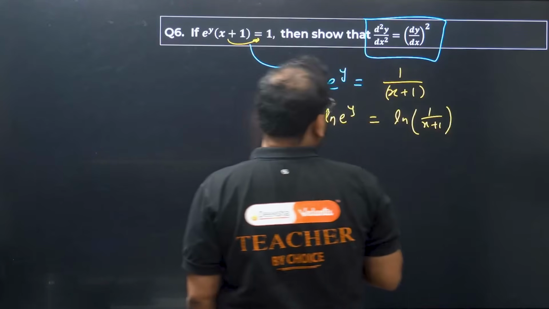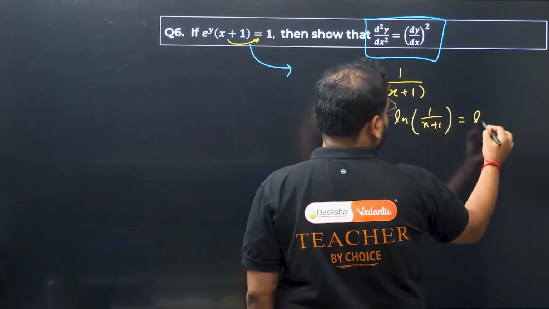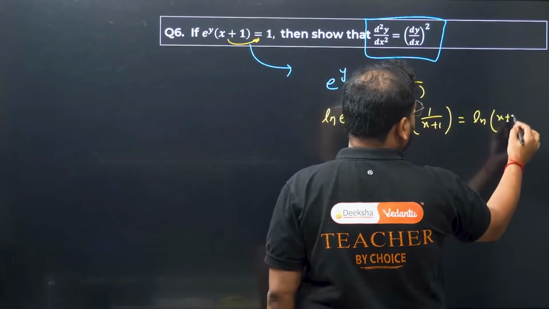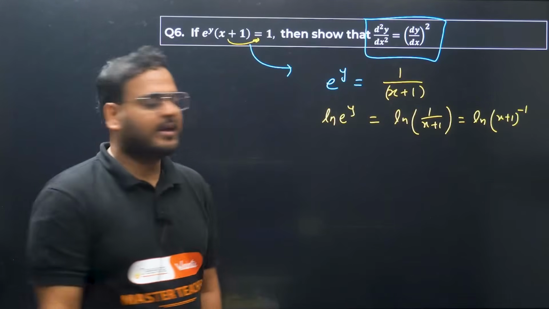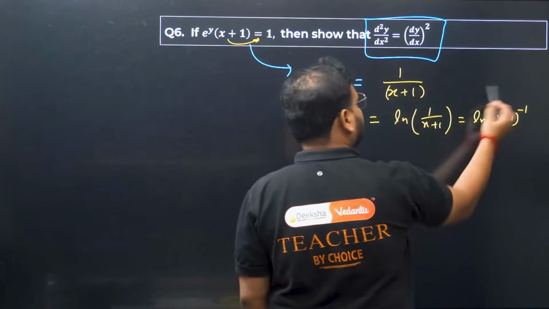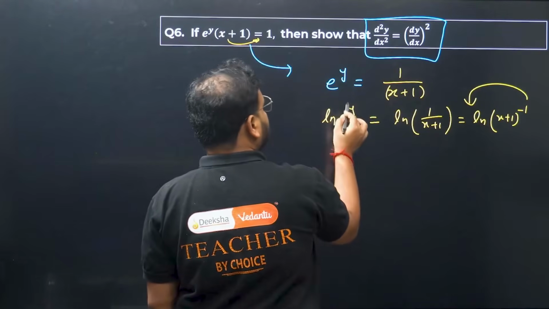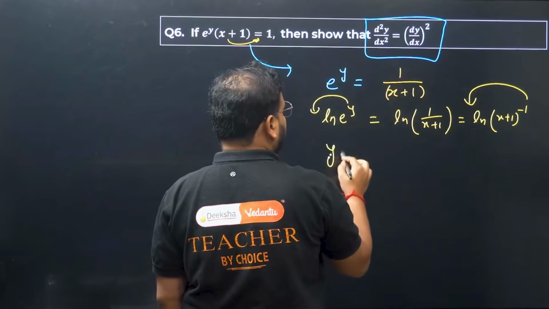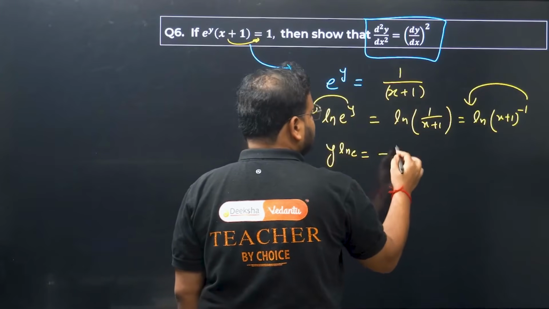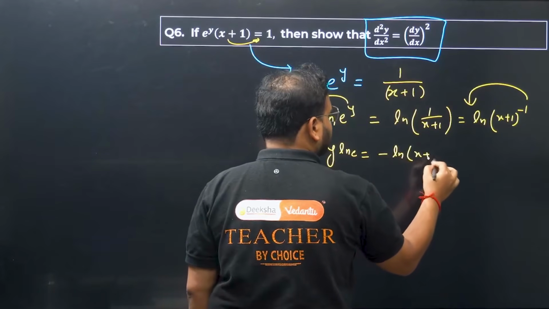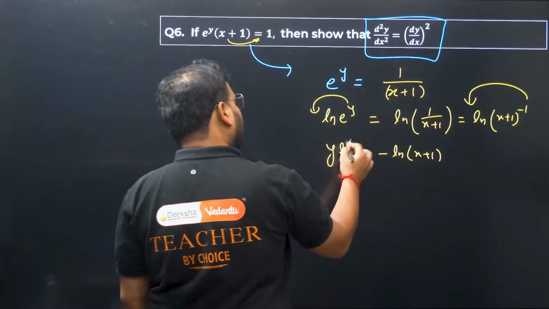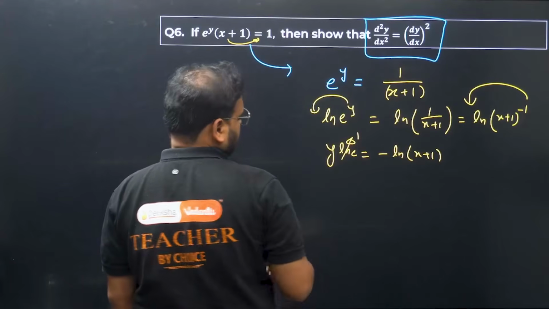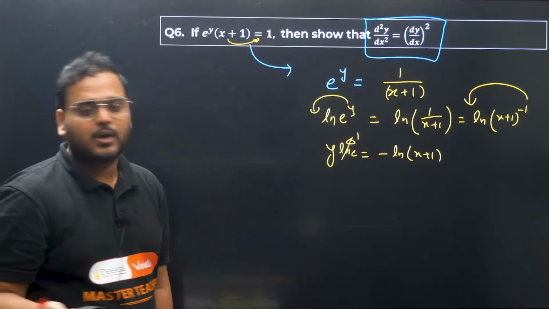Which can be written as what? Can be written as ln of x plus 1 power minus 1, right? In the index form I can write, so that this minus 1 can come in front of the log. Again this y will come in front of the log. I get y ln e equals minus ln x plus 1. Ln e is simply 1. Log of e with the base e is 1.